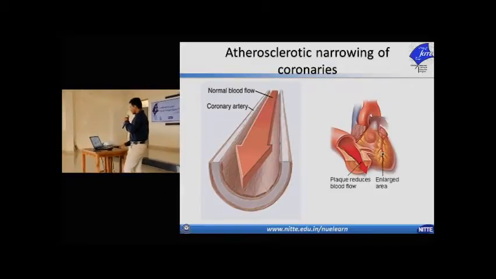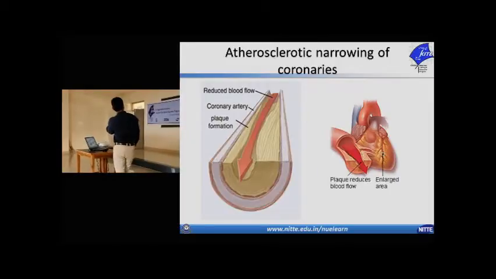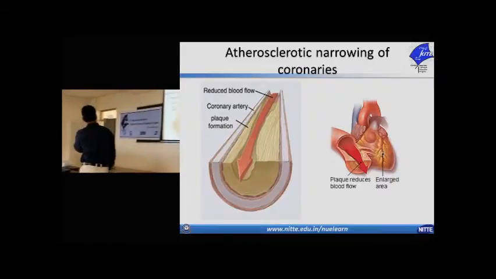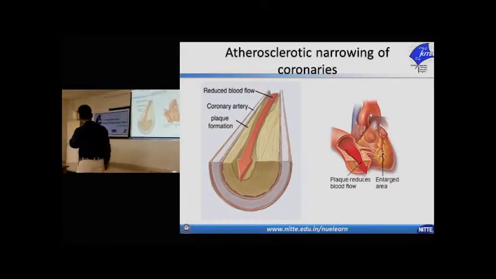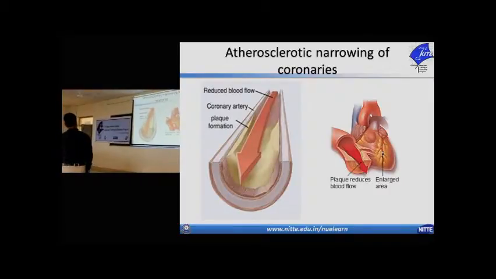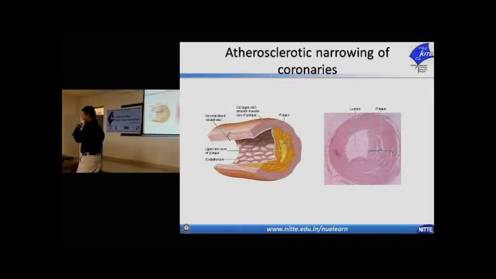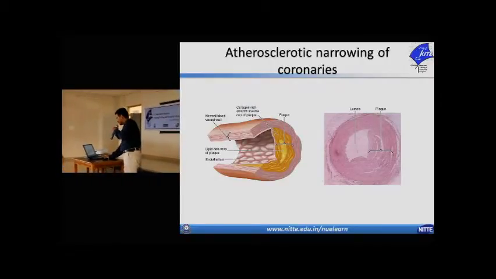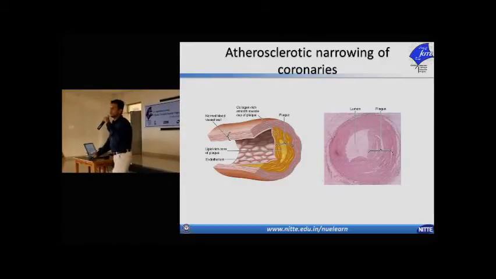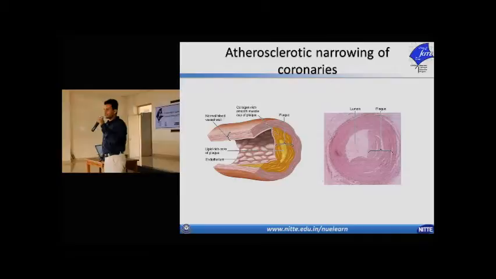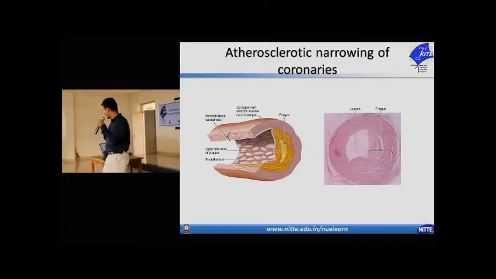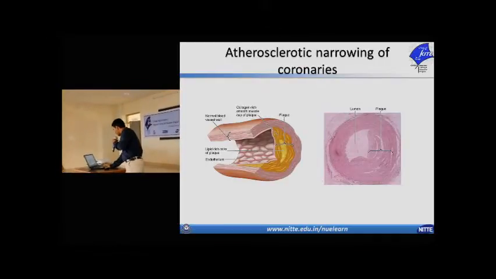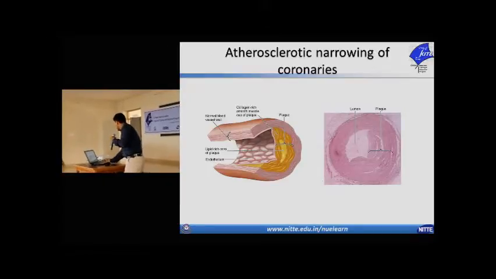So here is the diagram. This is the normal blood flow of the coronary artery. When the coronary artery lumen gets narrowed, there will be obstruction to the flow of blood in the coronary circulation. This is due to atherosclerotic narrowing of the coronary arteries. The atheroma or the plaque, you can see it is in the tunica intima. You already know the section of the arteries, that is tunica intima, media and adventitia. There will be accumulation of the plaque in the intima, so that there will be narrowing of the lumen. The lumen is narrowed here.